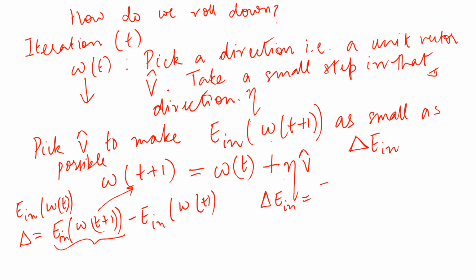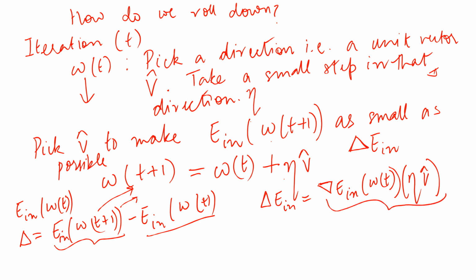So it's going to be the gradient of E_in at W_t times eta V hat, because there is going to be an extra term that is going to be E_in(W_t) in the expansion of this term as well, and both of them will get cancelled. So this is the most significant term that we're going to get. So this is the change, right?